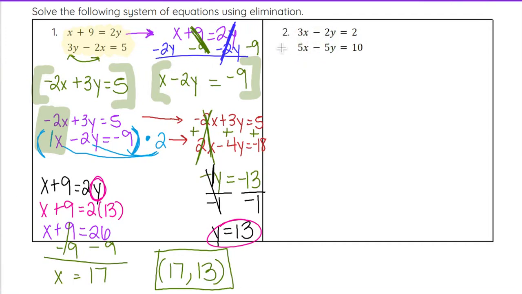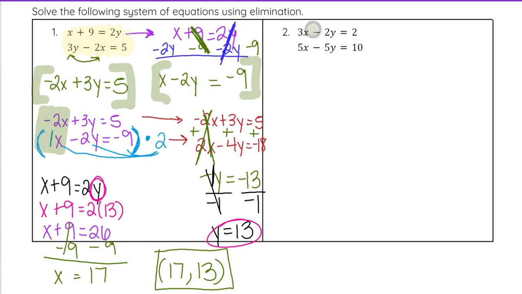So to do that, we are going to have to multiply both equations by a whole number so that we can either turn the x's into the same coefficient or the y's into the same coefficient. It does not matter which one you do. For this one, I am going to go ahead and look at the y's. Again, you could absolutely do the x's, but I'm going to look at the y's this time, just since I showed you with the x's on the last one. So here, 3x minus 2y equals 2, and 5x minus 5y equals 10.